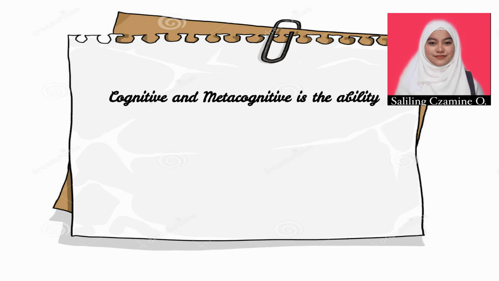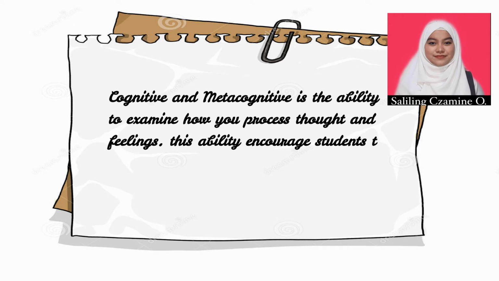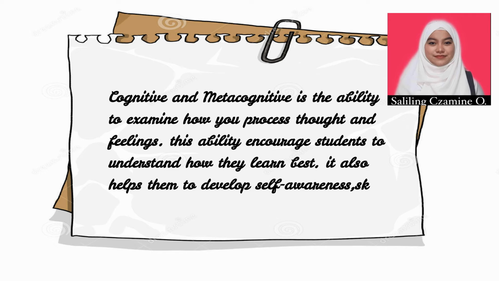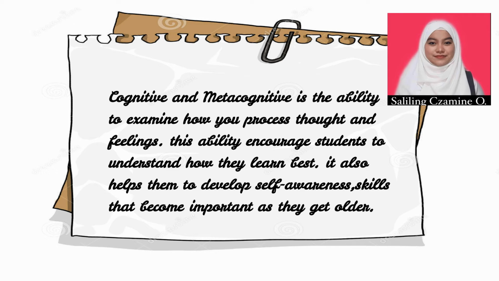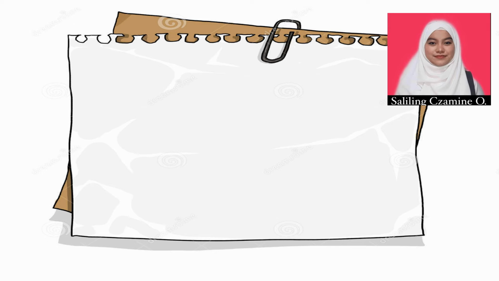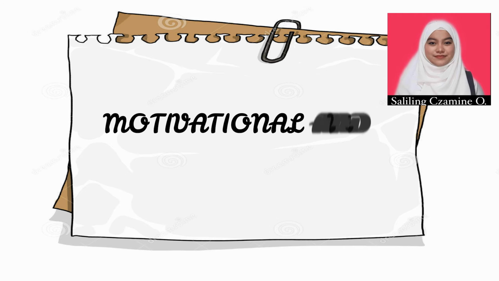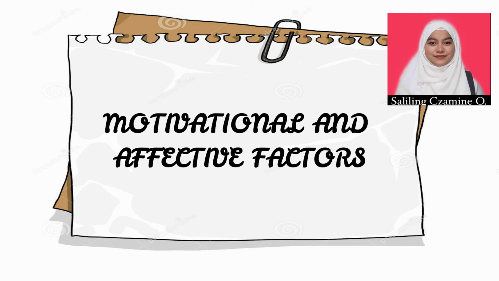So, cognitive and metacognitive is the ability to examine how you process thought and feelings. This ability encourages students to understand how they learn best. It also helps them to develop self-awareness skills that become important as they get older. So next, let's proceed to motivational and affective factors.